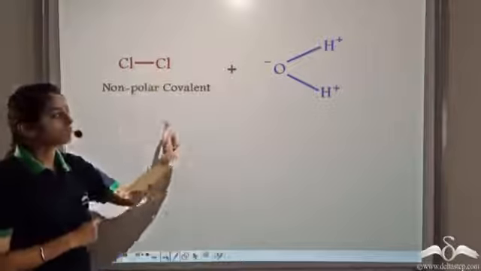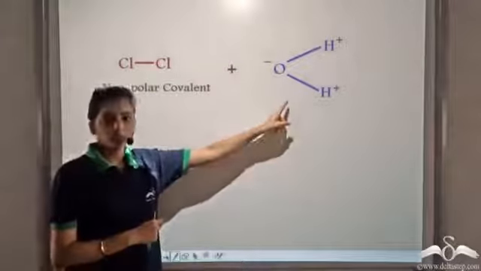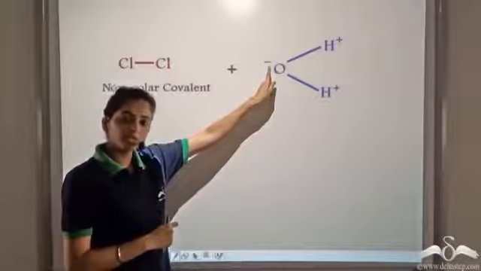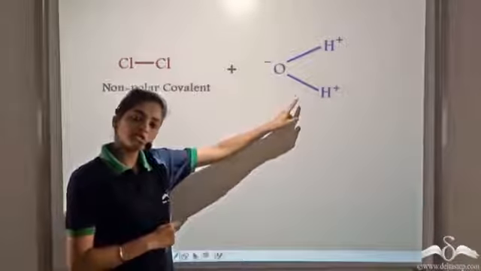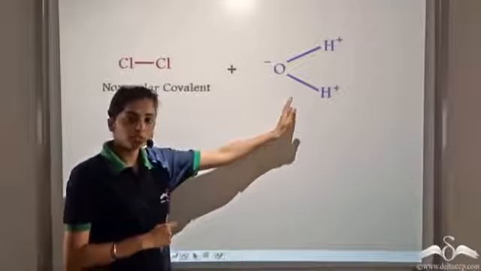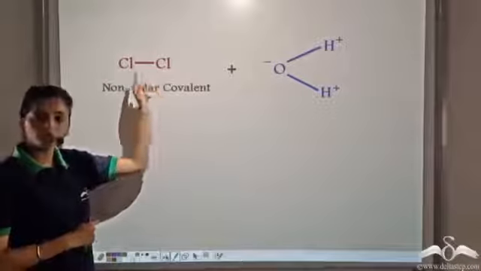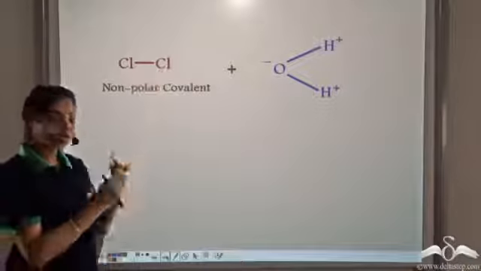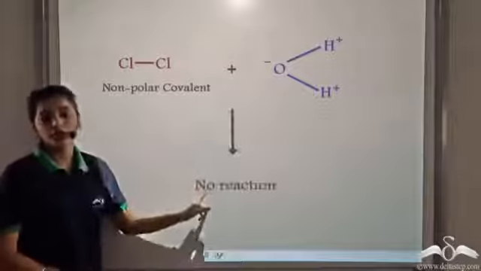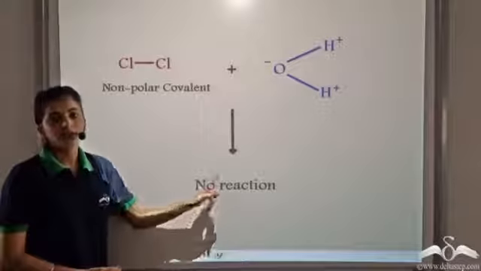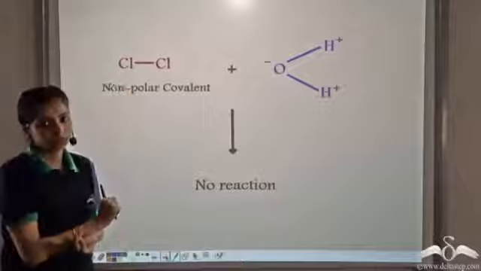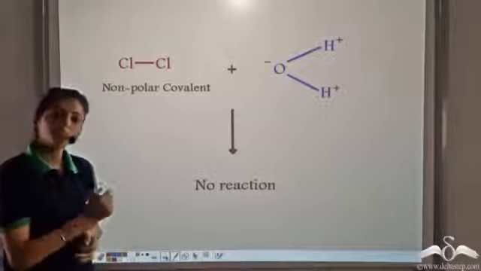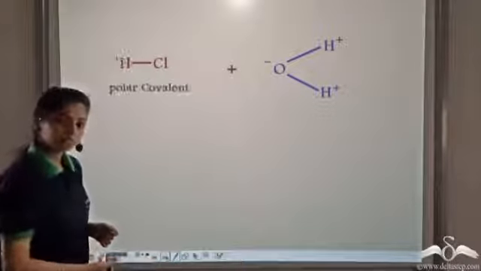So in this case, even if we add water, where oxygen is slightly negatively charged and hydrogen atoms are slightly positively charged, since there is no separation of charges in this compound, we see that no reaction takes place. That is, the water molecule cannot separate the two chlorine atoms. But what happens when we take a polar covalent compound?